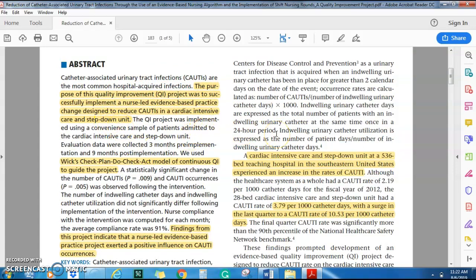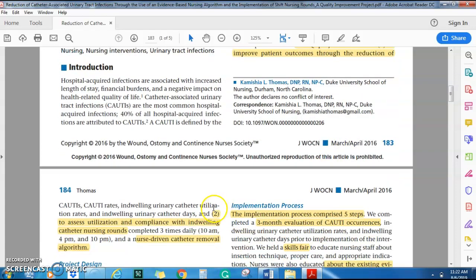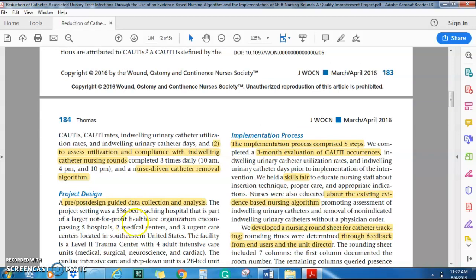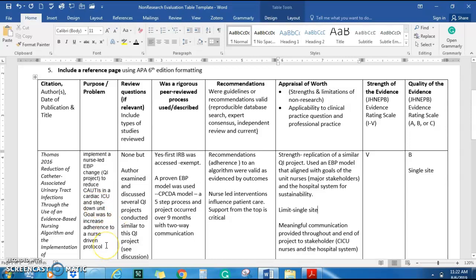When you read this, it says the QI project was to successfully implement a nurse-led evidence-based practice change, designed to reduce CAUTIs in 2 units. As you read through the background, it tells you the 2 specific aims. One was to improve patient outcomes through reducing CAUTIs, but the other was for nurses to utilize and comply with the catheter nursing rounds and the nurse-driven catheter removal algorithm or protocol. You will see that this protocol was actually implemented a year prior to this QI project, but people really weren't following it. So I cut and pasted it and changed it up. I put both of the aims there: reduce the CAUTIs, and increase adherence to the nurse-driven protocol.